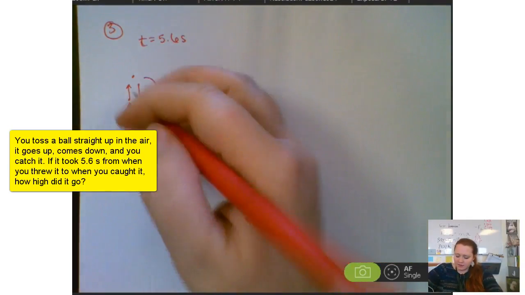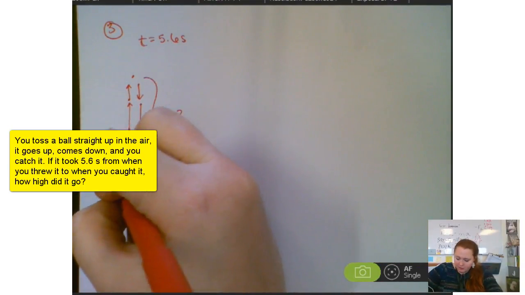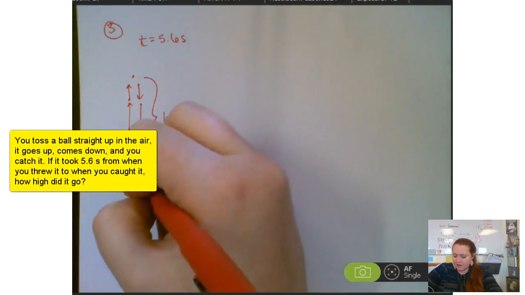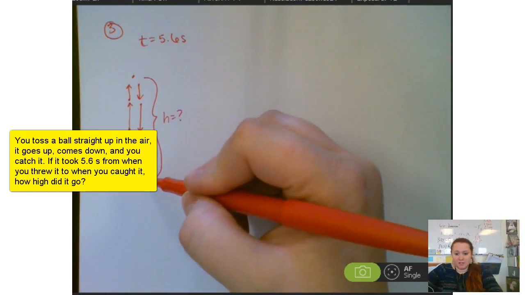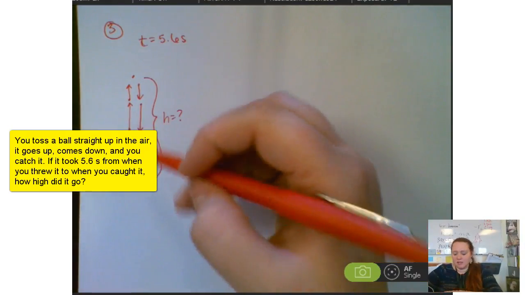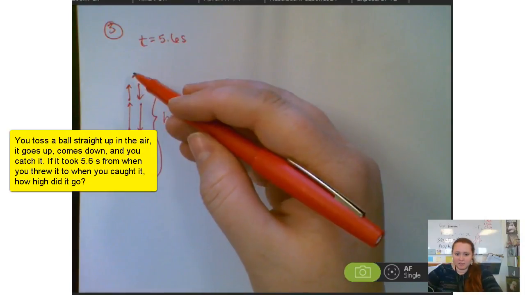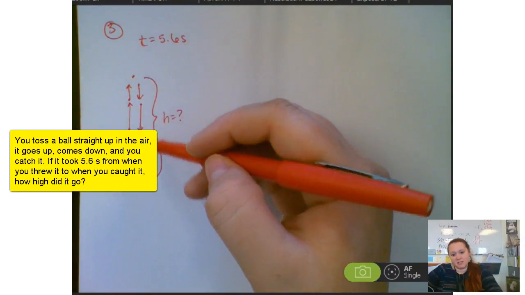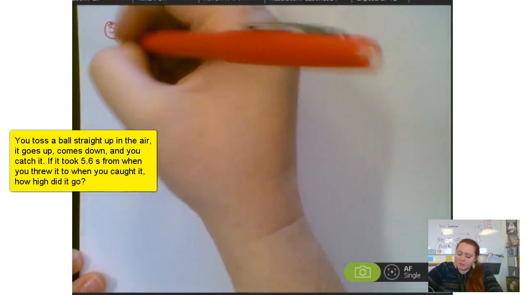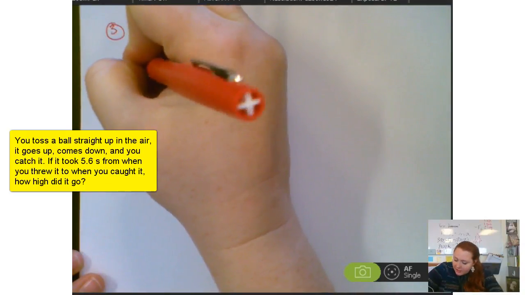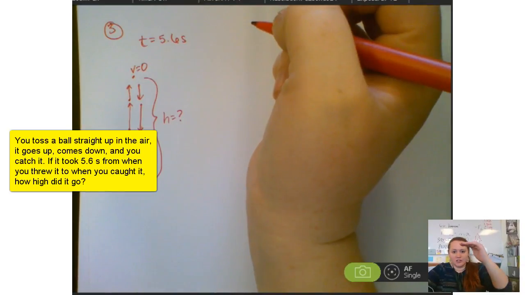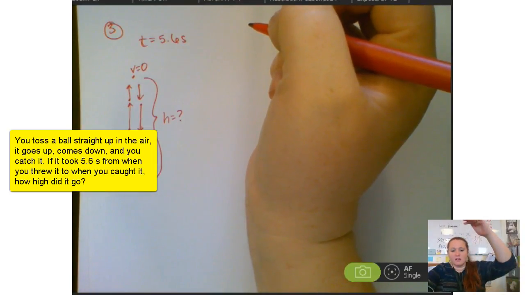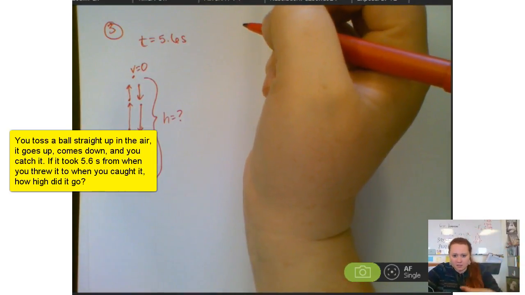Here it's leaving your hands with some initial speed. I don't know what that is, but I know that's going to be the same magnitude as this speed when it comes back down, because everything is symmetric. It slows down by the same rate till it gets to the top, and then it speeds up by the same rate coming back down. Now I do know the velocity right here is going to be 0, because at the very top of the path it has to change direction. So it slows down all the way up until it gets to 0, and then it's going to speed back down.